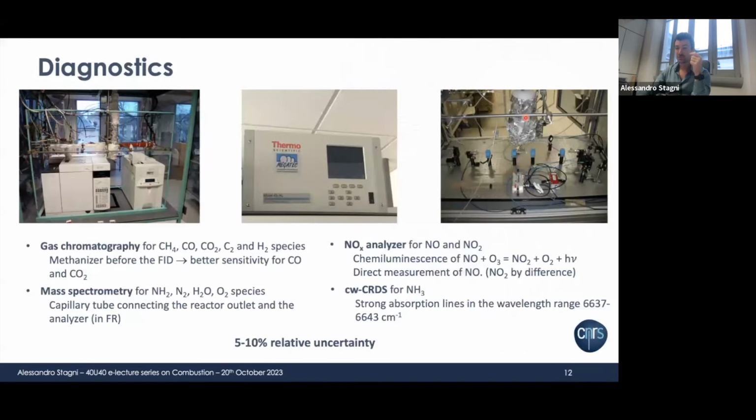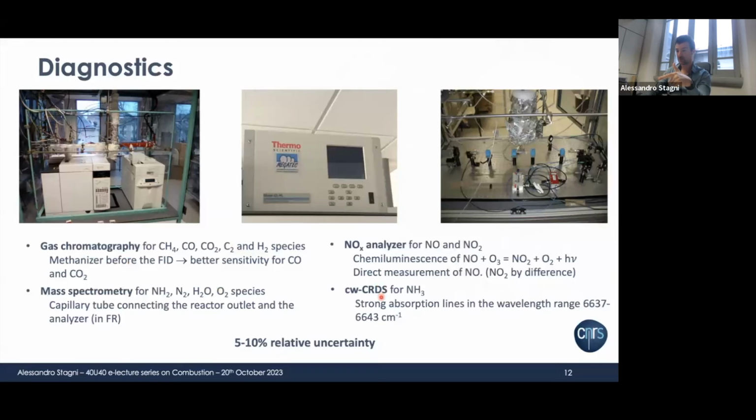The reactants and products were identified and quantified using 4 analytical techniques, complementary between each other. The first one was an online gas chromatography for the quantification of this species plus hydrogen during ammonia oxidation in the flow reactor. The second one was online mass spectrometry to detect NH2 and ammonia, N2, H2O, and oxygen.